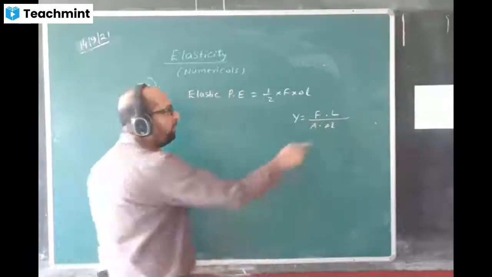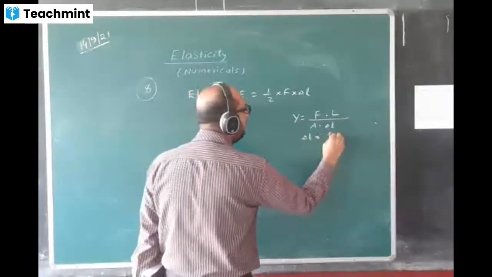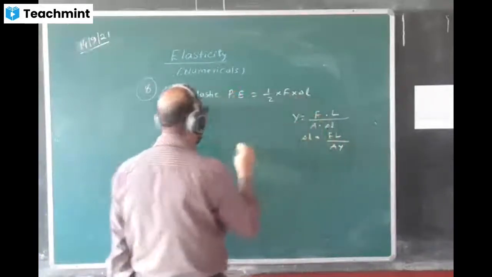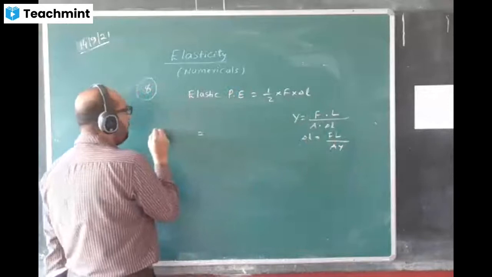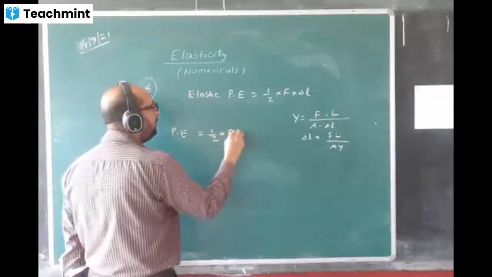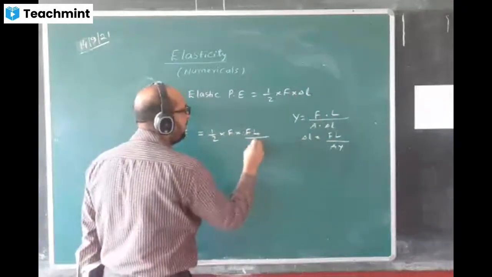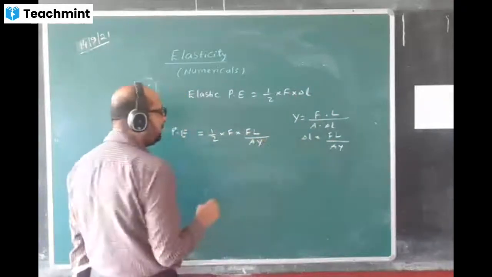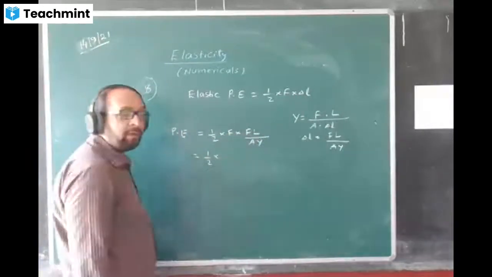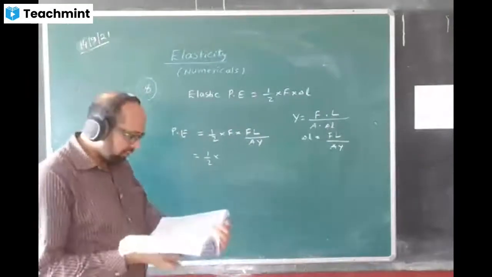What we can do, we'll make delta L the subject. Delta L is the subject of formula. It will become FL by AY. I'll put this value here back. Then I'll put the value ultimately. Therefore, potential energy value will come half F delta L value. What is the value coming? FL by AY. Now I'll put the value and find the answer. Half F and F become F square. What is the value of F given here in the question?